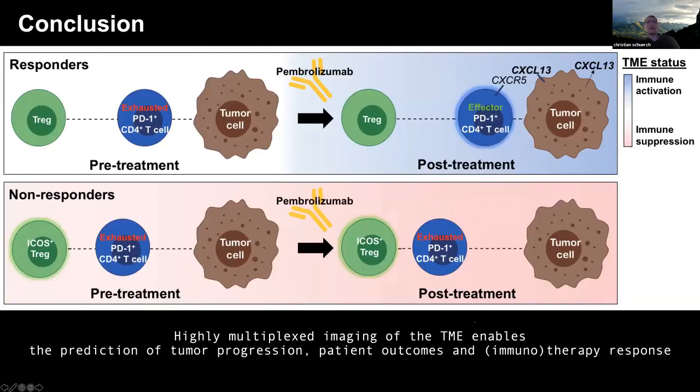So our hypothesis right now is that we have two different tumor microenvironments in the responders and in the non-responders. In the responders, we have a tumor microenvironment that is prone to immune activation, and we can activate it by giving pembrolizumab to the patients, and this results in effector T-cell activation, PD-1 CD4 T cells that are able to kill tumor cells. In the non-responders, we have an exhausted phenotype, and this is even more so after treatment, where no effect of the therapy or even a detrimental effect of the therapy is happening.